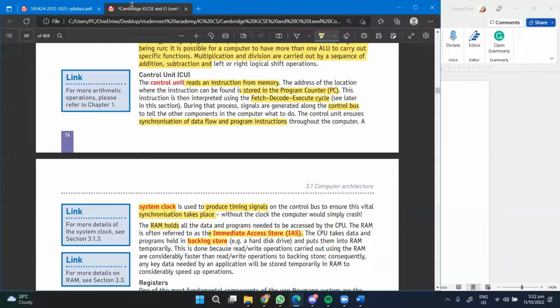So this is done because read operations carried out using the RAM are considerably faster than read operations to backing store. And consequently, any key data needed by an application will be stored temporarily in RAM to considerably speed up operations.